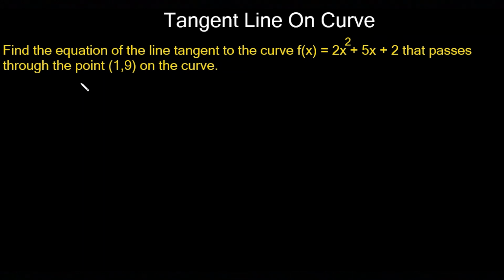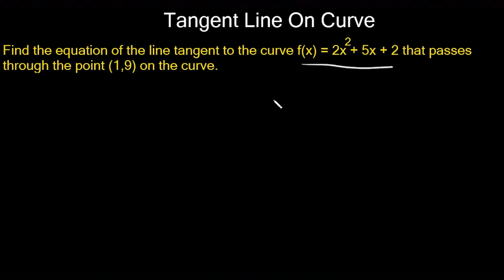Okay, so in this video, we're going to be talking about how to find the equation of the tangent line that passes through the point on a curve. You can see that the curve I'm dealing with here is a quadratic. You can see that right here, f of x, okay? So we have to talk about how we're going to do this problem.